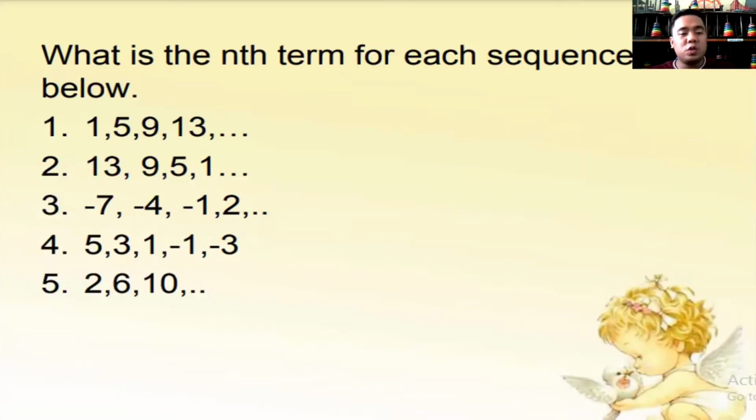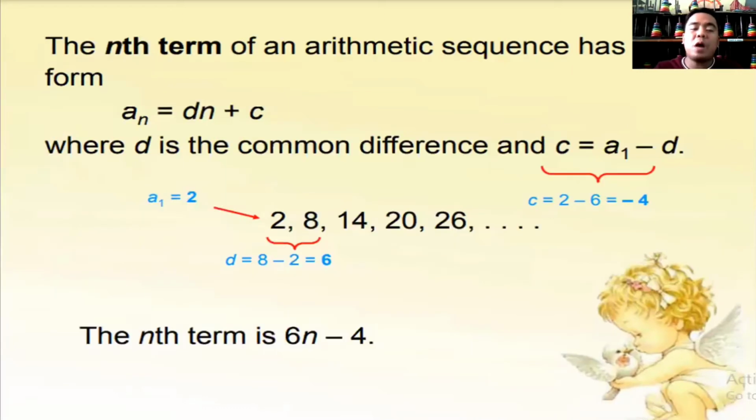Now what we are going to do is make a formula, a recursive formula. When we talk about the nth term, we are going to make a formula that will best describe that pattern or that sequence of numbers. So how do we make a formula? Simply follow a sub n is equal to dn plus c. What is d? D is the common difference, the number being added. And c, how do we get c? Simply the first term minus the common difference.